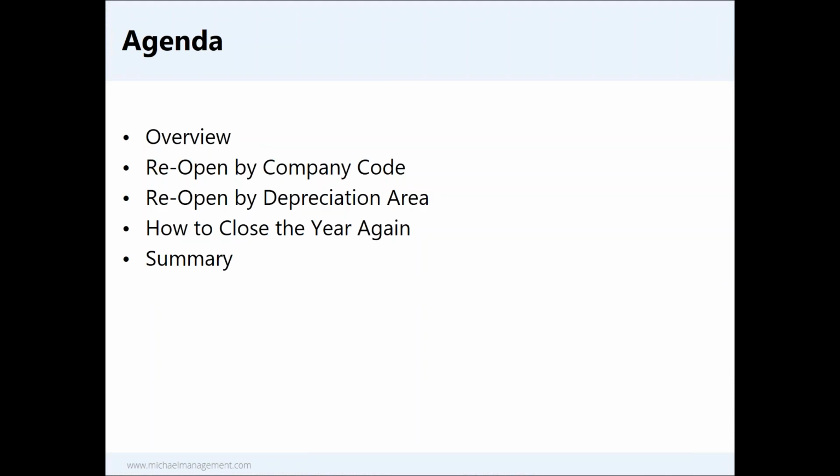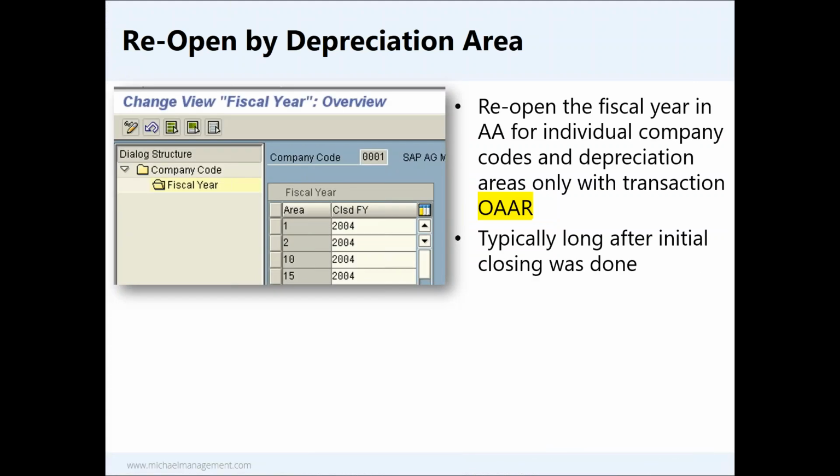Now let's do the other scenario where you open up the fiscal year by depreciation area. So this is the situation where 6 months down the line, you hear from the tax department and they suddenly need to post adjustments just to the tax depreciation areas without any impact to the financial books. There's a different transaction for this. It's called OAAR. Here's a screenshot of it.